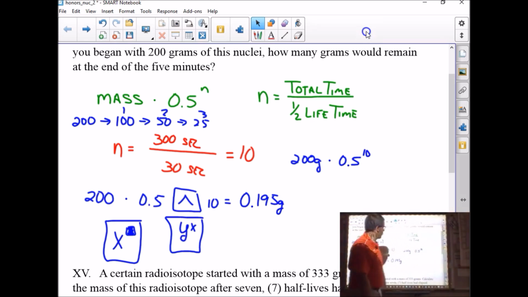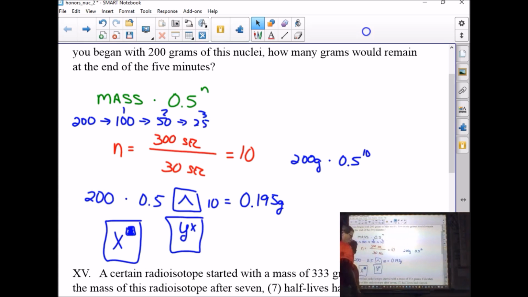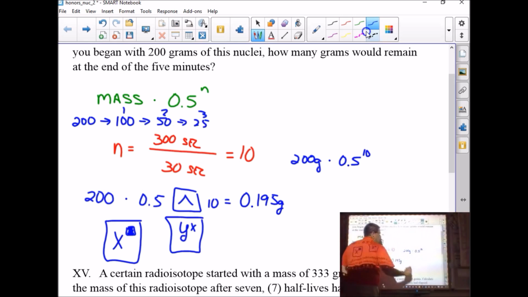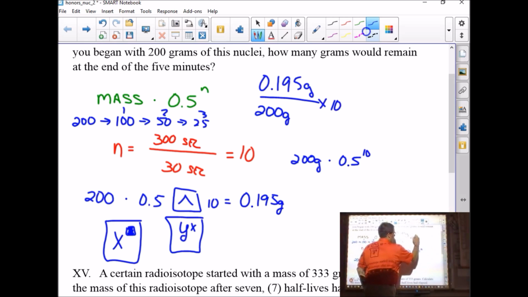Oh, let's answer the question about the fraction or percent. So let's do the percent. Here, I'll move this out of the way. Actually, let's move it down for the next one. So the percent, if I finish with 0.195 grams, and I started with how much? Oh, you started with 200. 200. And then multiply that by 100. What percent would I get there?